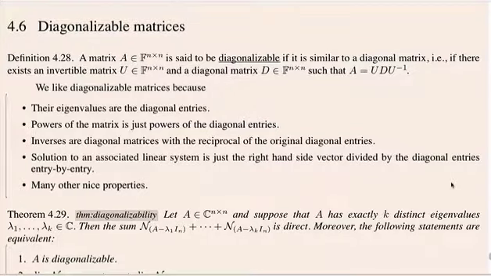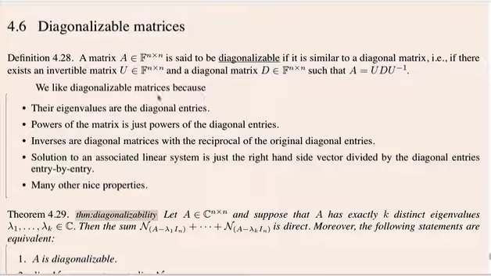Section 4.6, diagonalizable matrices. Let's jump right into it. Definition. Matrix A, an n by n matrix, that means square matrix, is said to be diagonalizable if it is similar to a diagonal matrix, which means that there exists an invertible matrix U, also of size n by n, and a diagonal matrix D, also n by n, such that A equals U times D times U inverse.